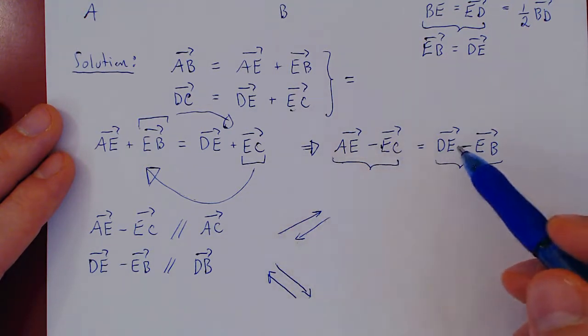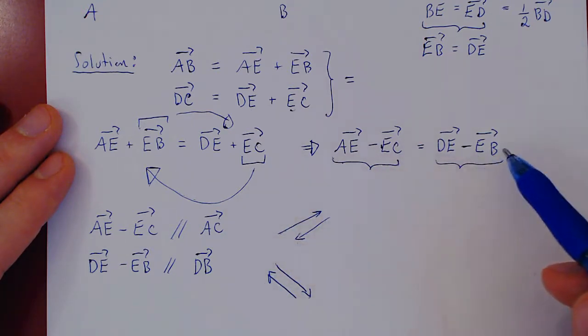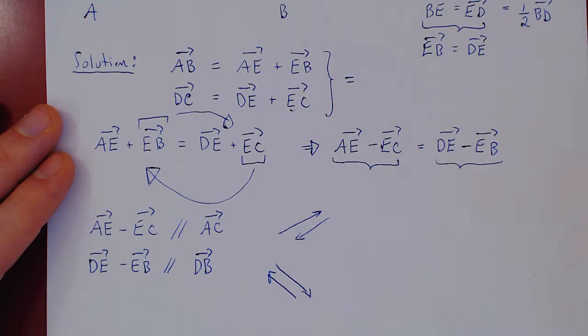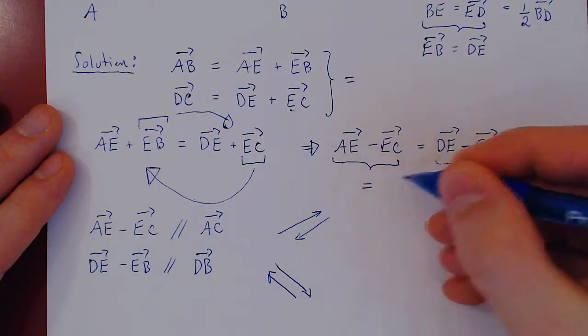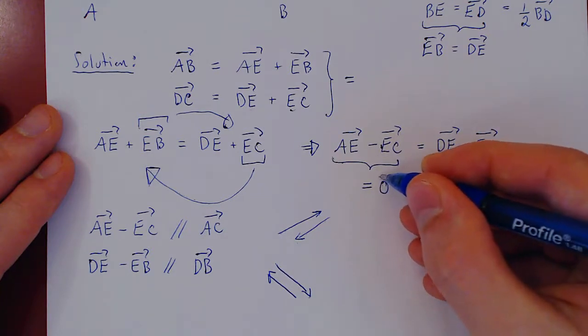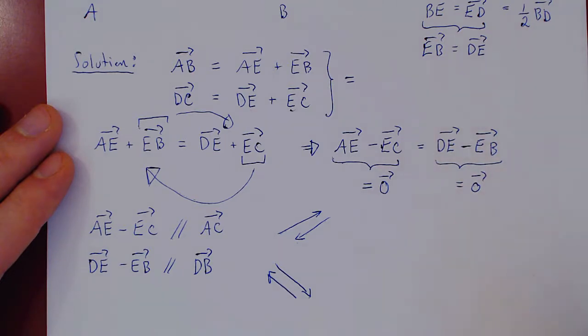So if these vectors have a direction, we have a contradiction. But we know this equality is true. So both vectors cannot have direction. And what is the only vector that doesn't have direction? That is the zero vector. So the only way out of this apparent contradiction is if both vectors don't have direction, therefore they are both equal to the zero vector. And now we no longer have a problem.